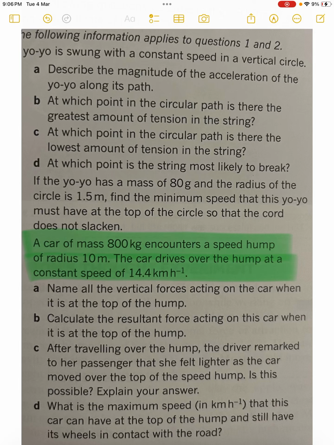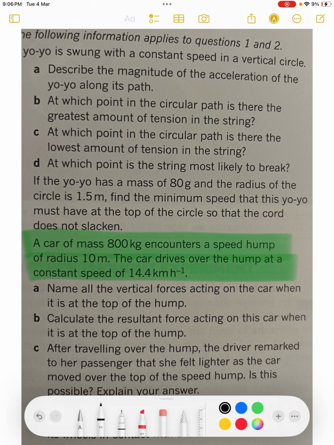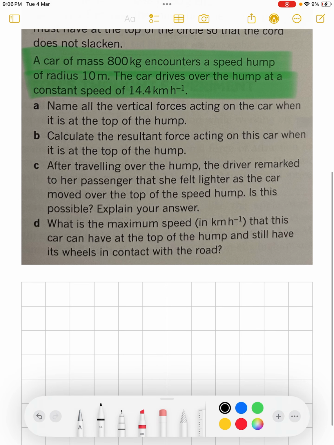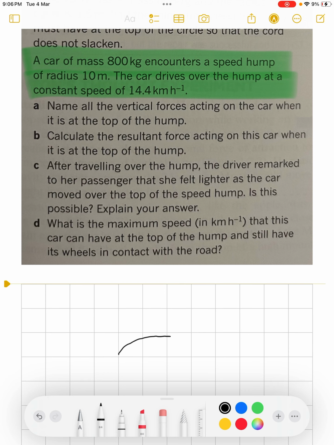I'm going to be looking at a question to do with a car of mass 800 kilograms, and it's going over a speed bump with a radius of 10 meters. So there's this speed bump in the road and it's got a radius of 10 meters, and the car at the top, and there's a person inside.